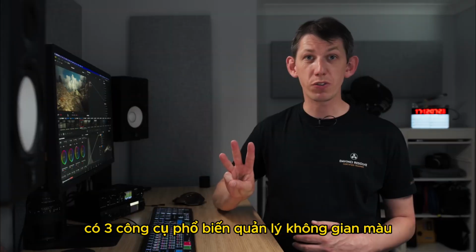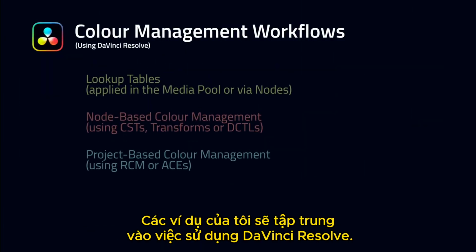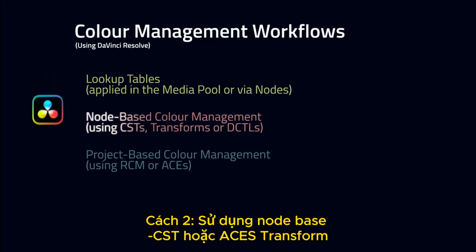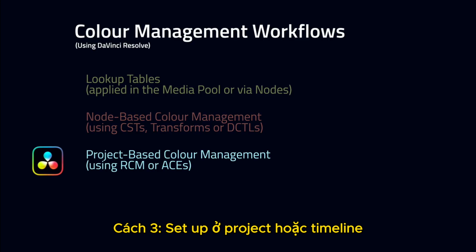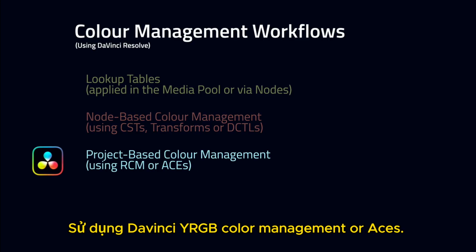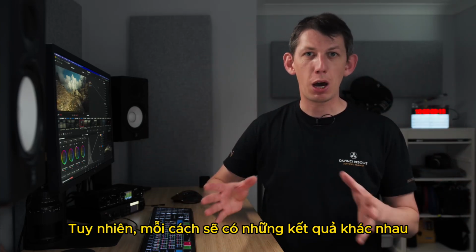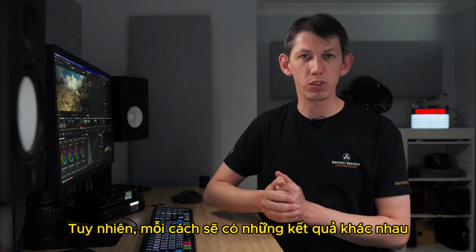There's three common tools for managing color spaces. My examples are going to center around using DaVinci Resolve. Method 1, lookup tables. Method 2, node-based color management using color space transforms, CSTs, or ACES transform. Method 3, project or timeline-based color management using DaVinci YRGB color management, or ACES. All three of those options can broadly be considered as color management. However, some of those options are more labor-intensive and can offer less accurate results.